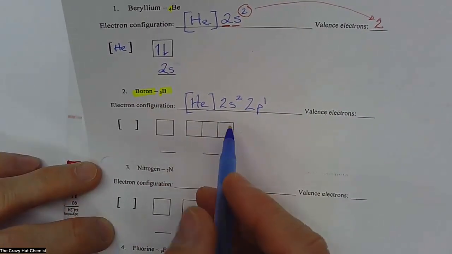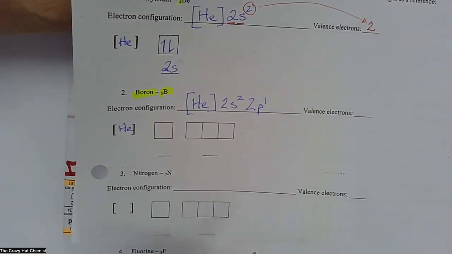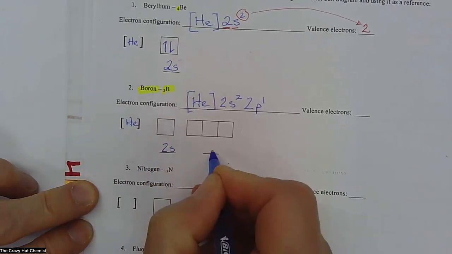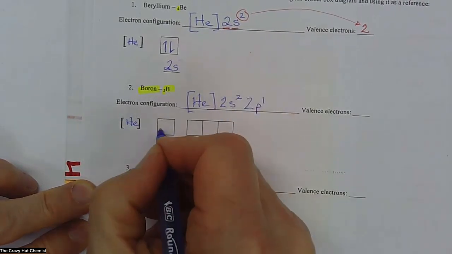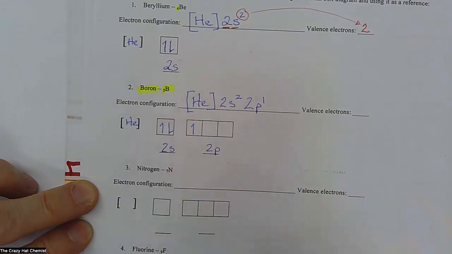I'm going to copy the same kind of thing here. I'm going to write helium right there like that in the brackets. Then I'm going to label this as 2s and 2p. Remember, there are no numbers up there. There's 2 electrons here. That's an up and that's a down. And then there's 1 electron here and that's an up. The first electron is always up.